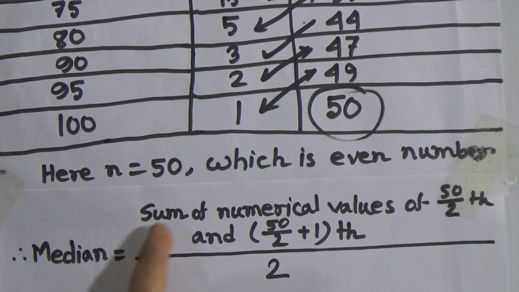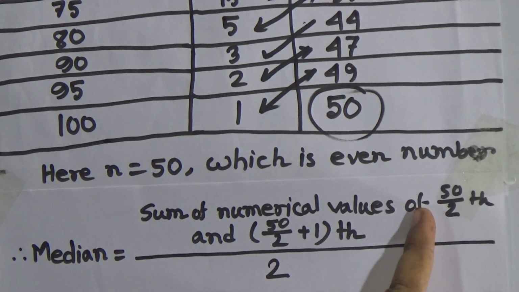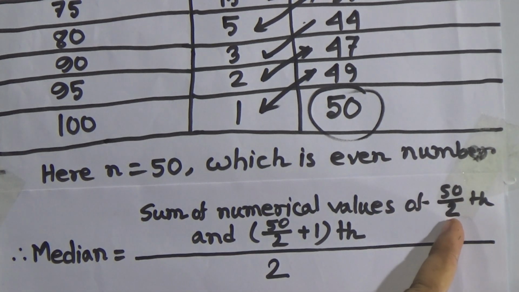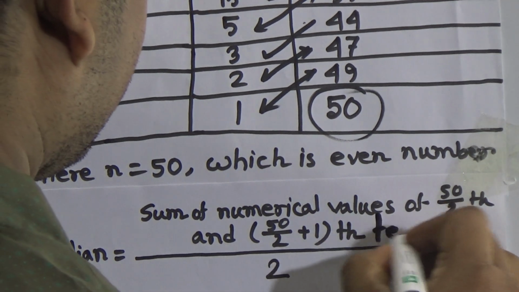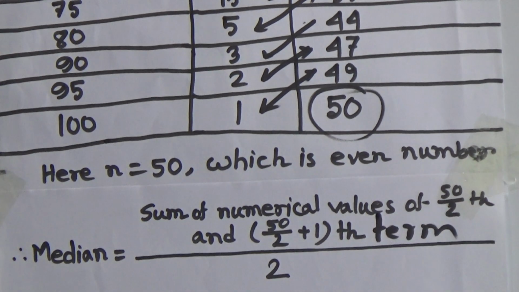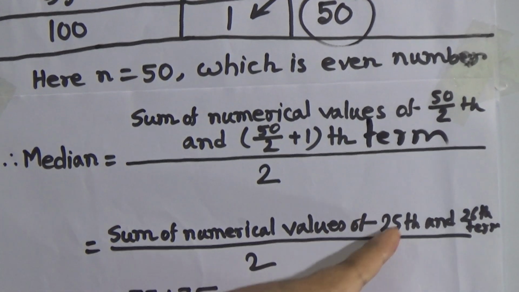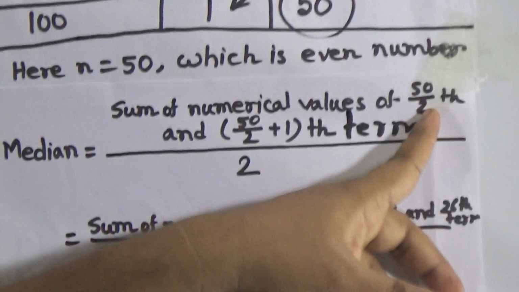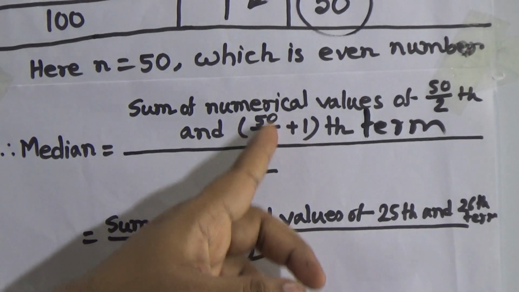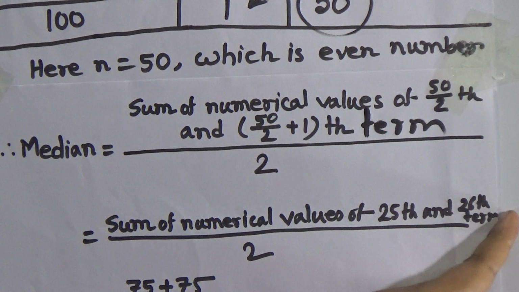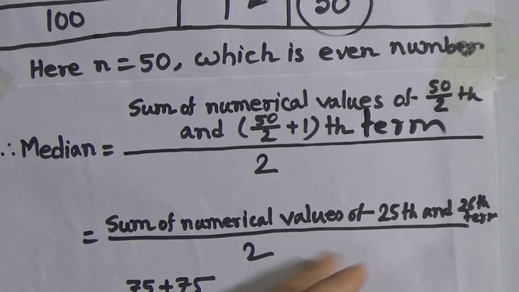Here median equal to the sum of the numerical values of the 50 by 2 term and the 50 by 2 plus 1 th term. Okay, now if we divide 50 by 2, then we get the 25th term, and 25 plus 1, that means the 26th term. The 25th term and the 26th term.